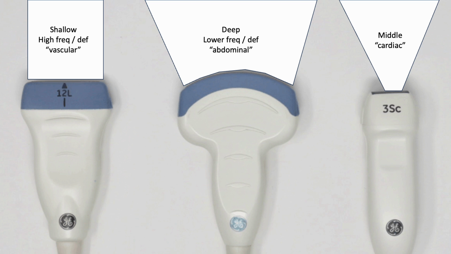And on the right, we have the phased array probe. Some people also call this the cardiac probe because it's often used for cardiac exams, but it's also often used for FAST exams too, to complete the entire exam. This one's kind of in the middle in terms of frequency and depth as well.